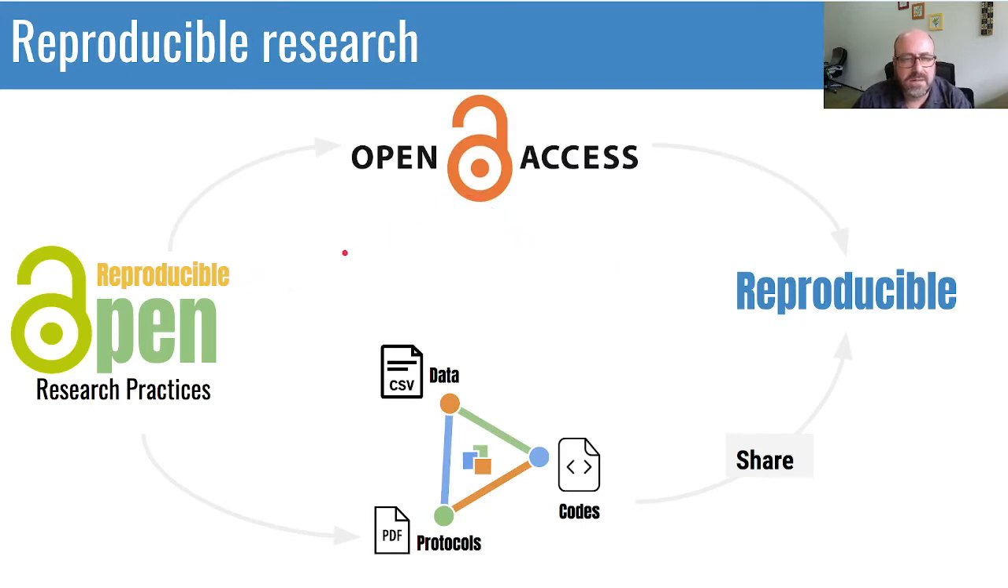So let's define open and reproducible practices in research. First is open access. We want to provide readers and our peers with access to the data we produce that is accompanying our scientific article, and also the codes and the protocols. So by sharing the data, the protocols and the codes, that research is going to be reproducible. Another researcher can get access to the same data and use the same analysis to get the same results. That's the definition of reproducibility.